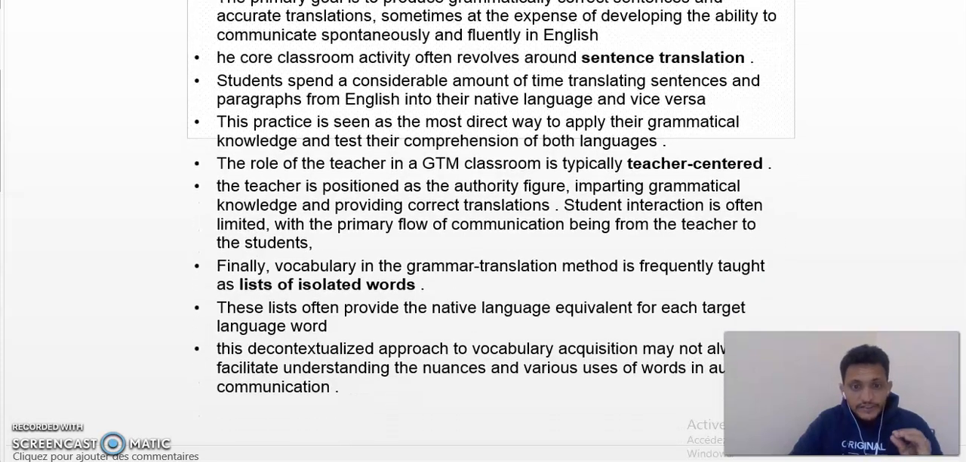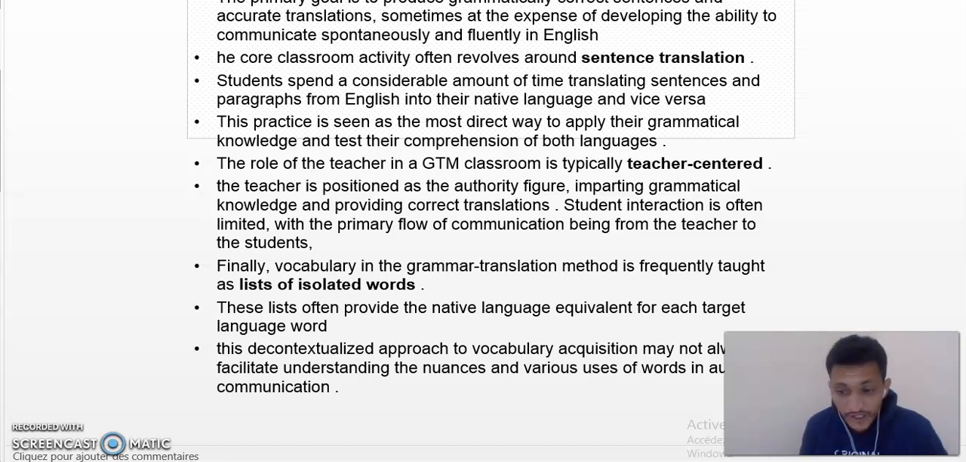Finally, vocabulary in the grammar translation method is frequently taught as lists of isolated words. We don't teach vocabulary in context, using communicative situations, meaningful situations, or clear context. We teach it in isolated words, and that makes it not meaningful.